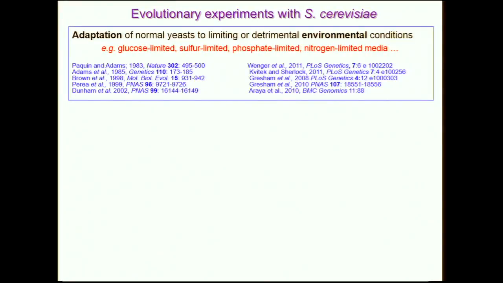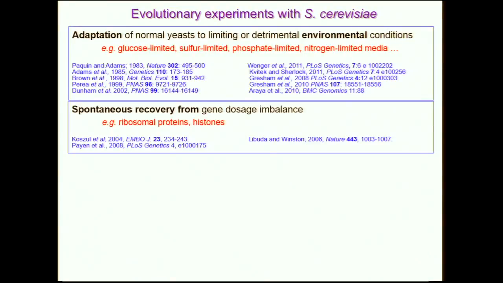If you put them in glucose limited medium, they amplify glucose transporter. If you put them in sulfur limited medium, they mutate in the regulation of sulfur and so forth. So in fact, this type of experiment has been done, and the results are not so surprising. We and others have done a slightly different one, as already mentioned, with gene dosage, gene balance, so it's ribosomal protein. In this case, the yeast genome is not optimal because they are missing some ribosomal protein, or histone in the case of histone, and they produce duplication of the remaining genes.